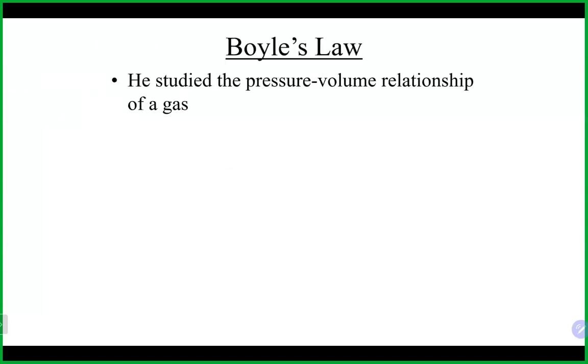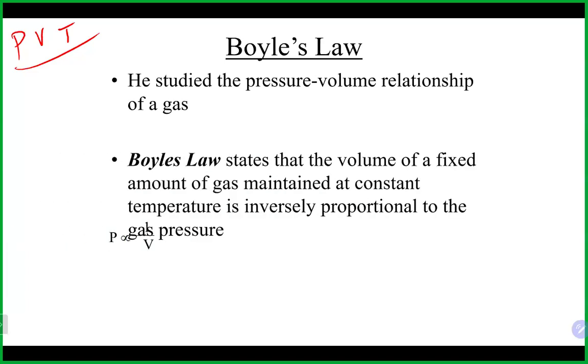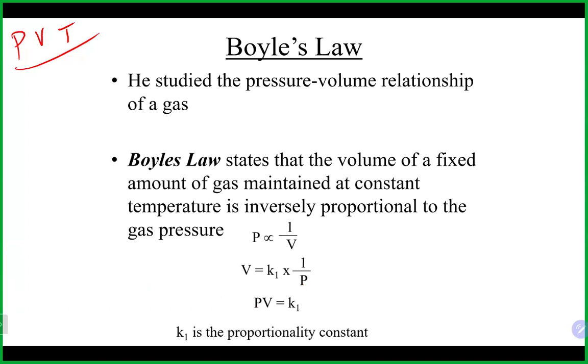So let's talk a little bit about gas laws. When we talk about gas laws, there are really three variables that we oftentimes look at: pressure, volume, and temperature. Those are the big three variables that we see with gas laws. The first gas law we're going to look at is Boyle's law. Boyle looked at the relationship between volume and pressure, keeping temperature constant in this case.